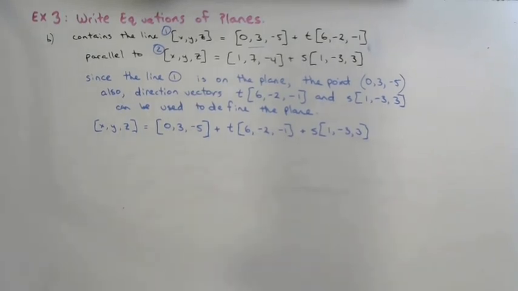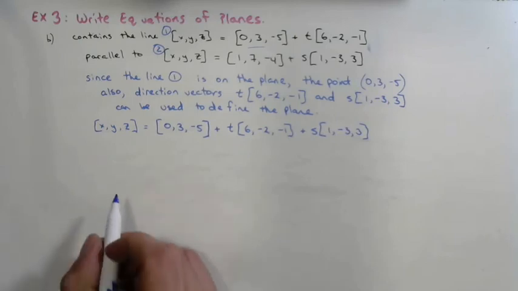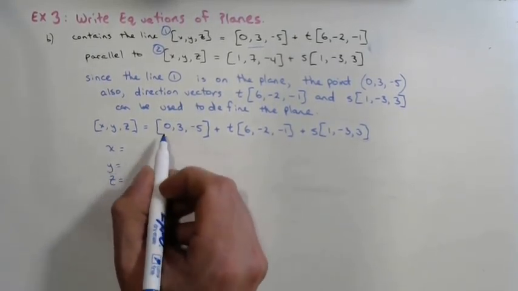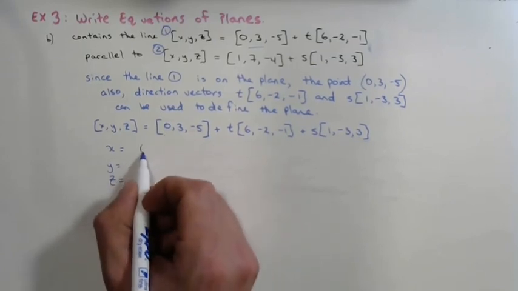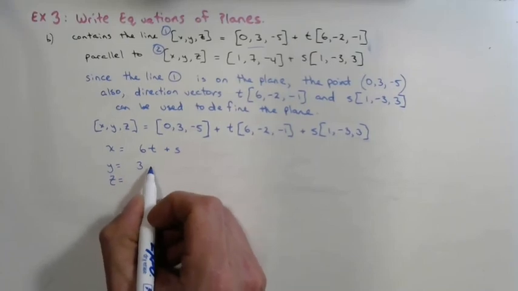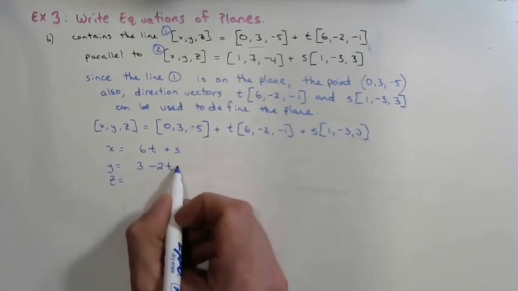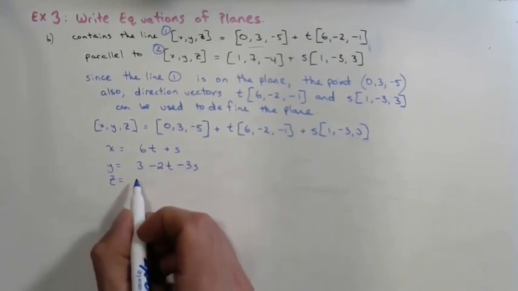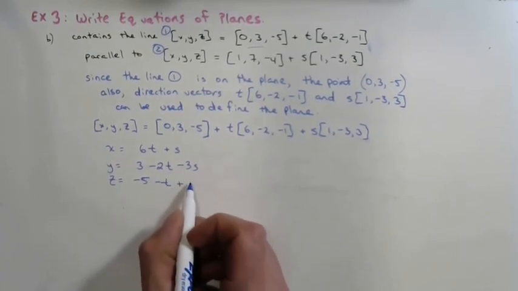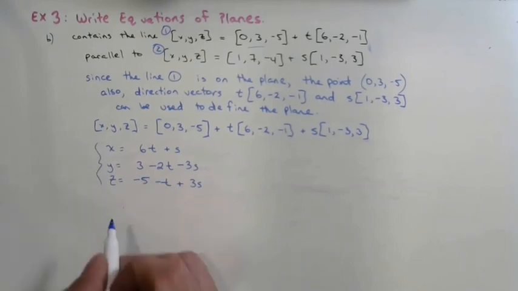Okay, putting together a parametric equation for this. X is 0 plus 6t plus s. Y is 3 minus 2t minus 3s. Z is -5 minus t plus 3s. Done.